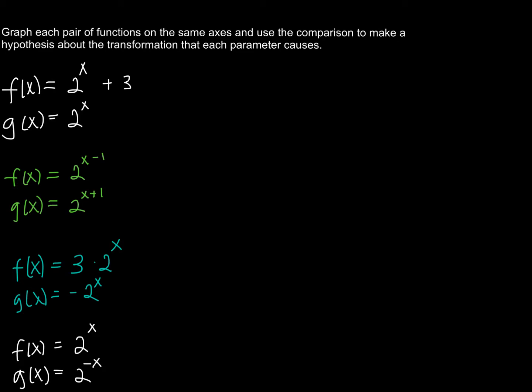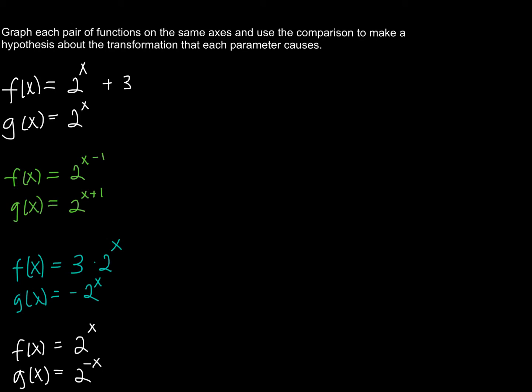Okay, so here are the test cases that you are going to do. Now, notice the directions. Graph each pair of functions on the same axes and use the comparison to make a hypothesis about the transformation that each parameter causes. Now, that means you're going to have one set of axes for each pair. So you'll have 1, 2, 3, 4 different sets of axes, and on each axis, you're going to have two curves sketched, f of x and g of x for each.